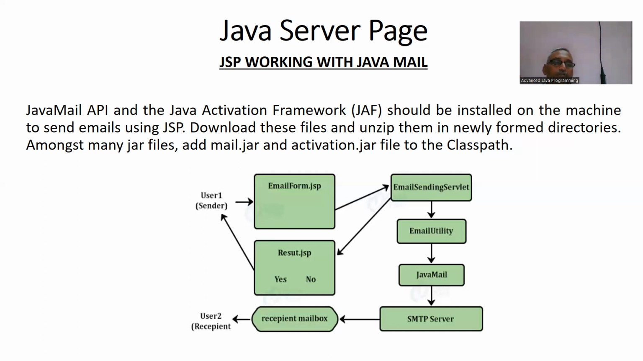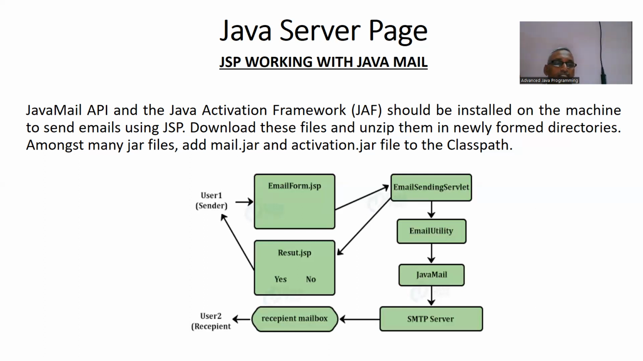Here, the result is determined by result.jsp, whereas the mail goes over different steps, using the Simple Mail Transfer Protocol, and reaches the recipient. The sender fills out the mail form and sends it over to the sending servlet, while result.jsp checks if the mail was sent successfully or not. It notifies the sender accordingly.